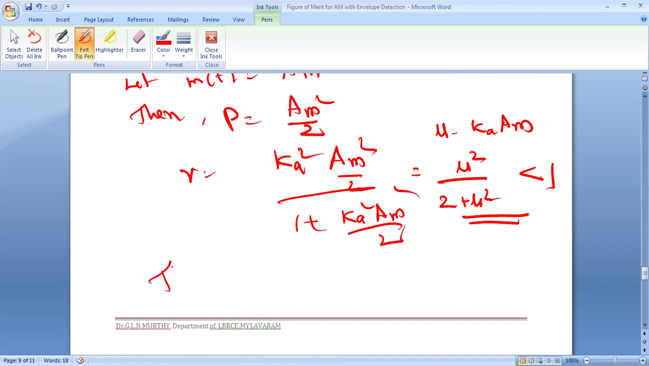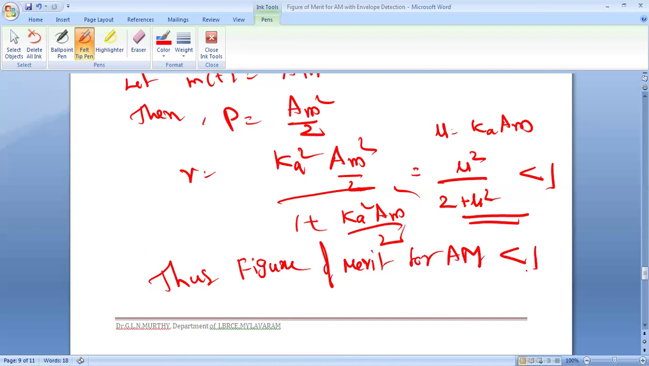Thus the figure of merit for AM with envelope detection is always less than 1. That is why, if you remember, in our earlier discussions we mentioned that AM performs much poorer than the FM signal. So this is the manner in which we estimate the figure of merit for double sideband full carrier AM, which uses envelope detection.